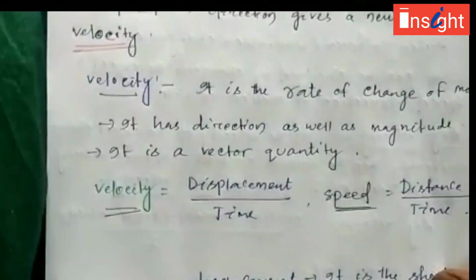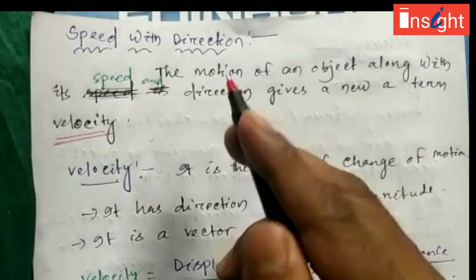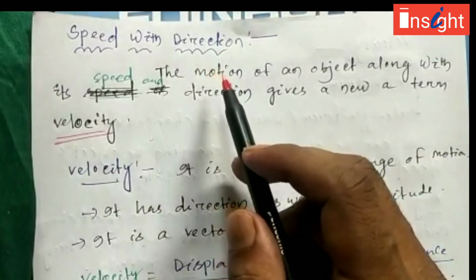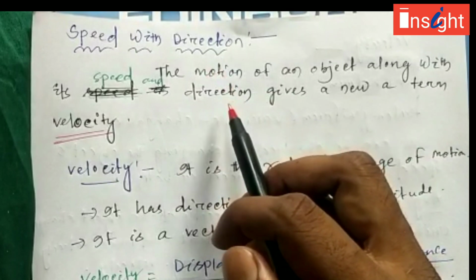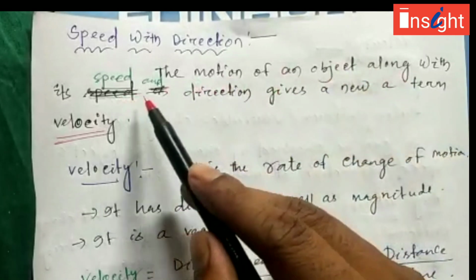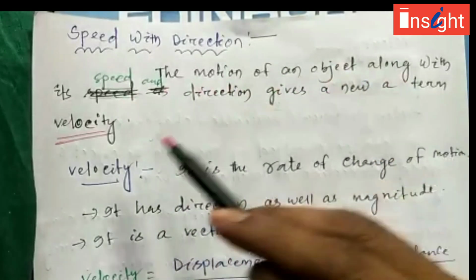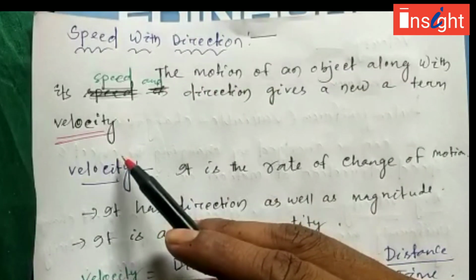It is part 2 of motion, and the velocity chapter is next. Now we are reading about speed with direction. That day we only read about speed, and now we study speed as well as direction. Whenever a body is moving, the motion of an object along with its speed and direction gives a new term called velocity.